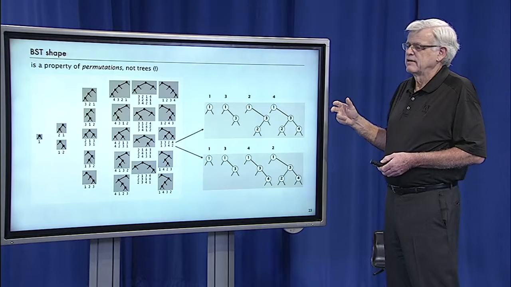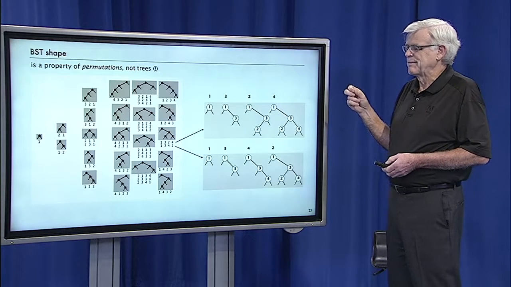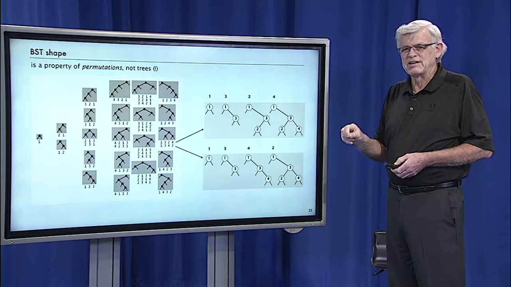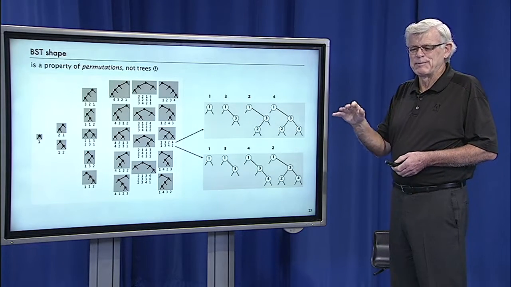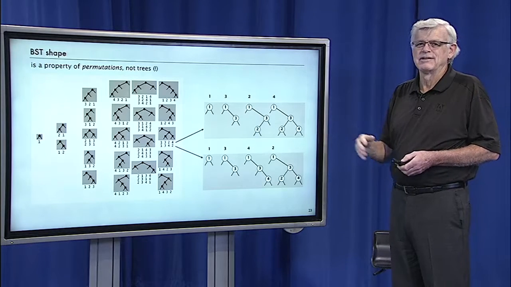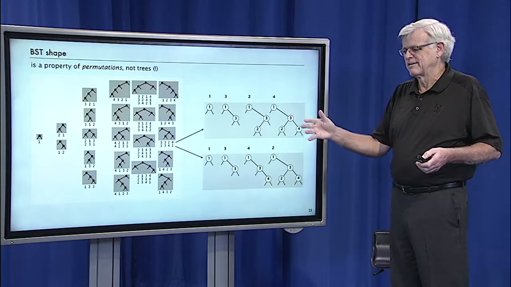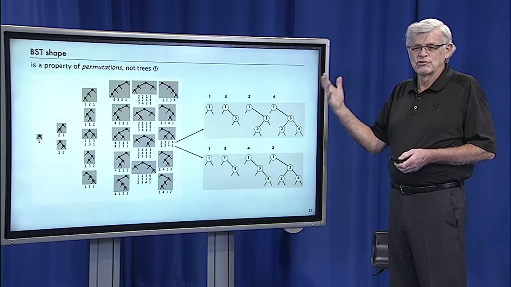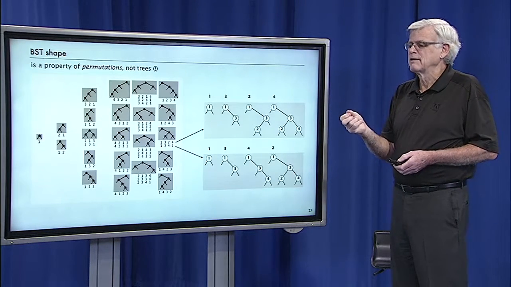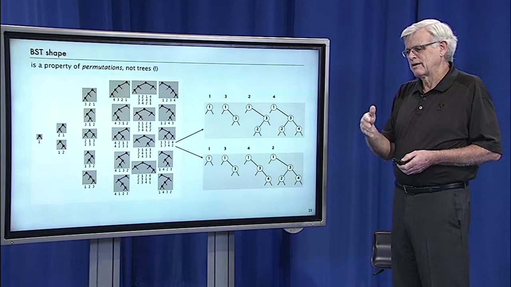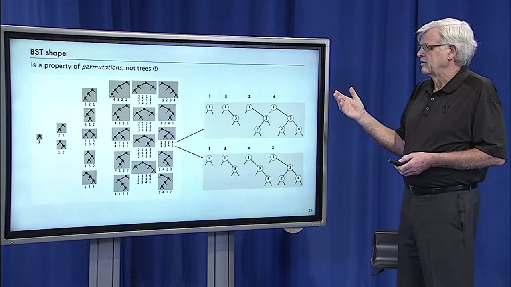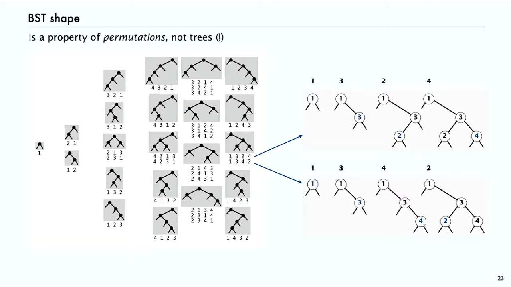Now, the key thing is that when you're analyzing binary search trees, the shape of the tree is a property of permutations, not trees. Our input model is a random permutation. That's things in arbitrary order, and factorial possibilities. When we're talking about a random binary tree, we're talking about one out of a Catalan number of possibilities, which is way less. So that's really important to remember: we're talking about a property of permutations, not trees.